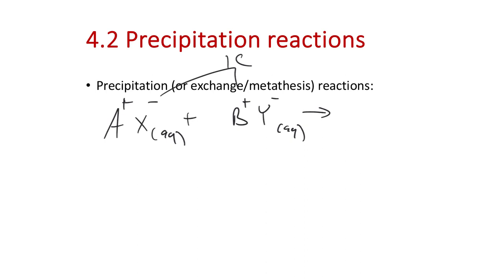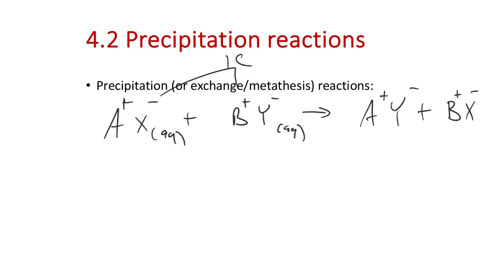So hence we had AX in solution, we had A plus and X minus separated and ionized in solution. We had BY separated in solution. And then you get the exchange of these cations and anions to get AY and then BX.